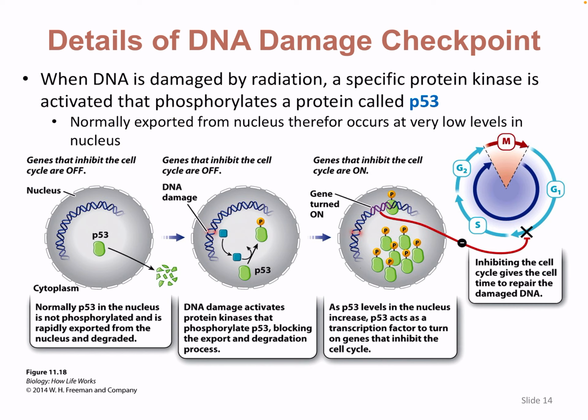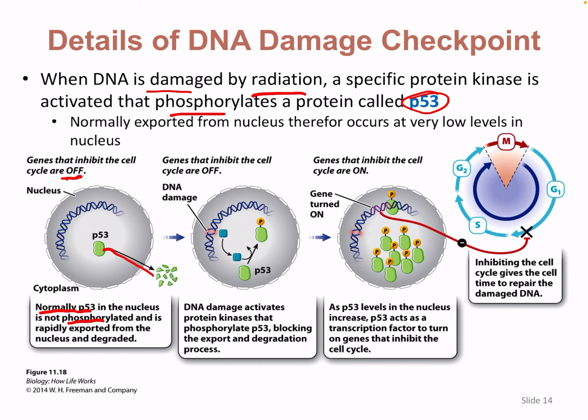So, DNA damage checkpoint. When DNA is damaged by radiation, for example UV rays from the sun, a specific protein kinase is activated that phosphorylates a protein called P53. P53 is normally exported from the nucleus, and therefore occurs at very low levels in the nucleus. So here, genes that inhibit the cell cycle are off. Normally, P53 in the nucleus is not phosphorylated and is rapidly exported from the nucleus and degraded.